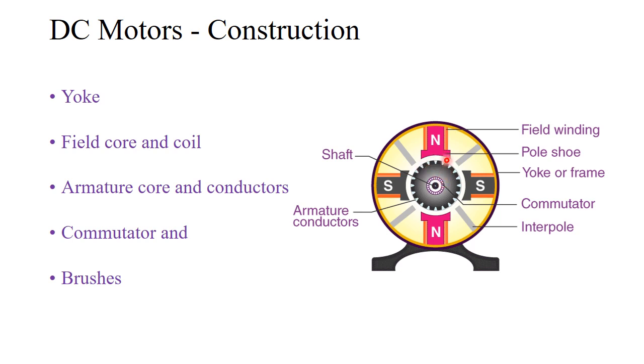Next one is the armature core, which is cylindrical, and you can notice the slots, and in those slots the armature winding is wound. And then you can see the commutator. The commutator is mounted on the shaft, and then here the brushes are noticed, which are placed on the commutator.